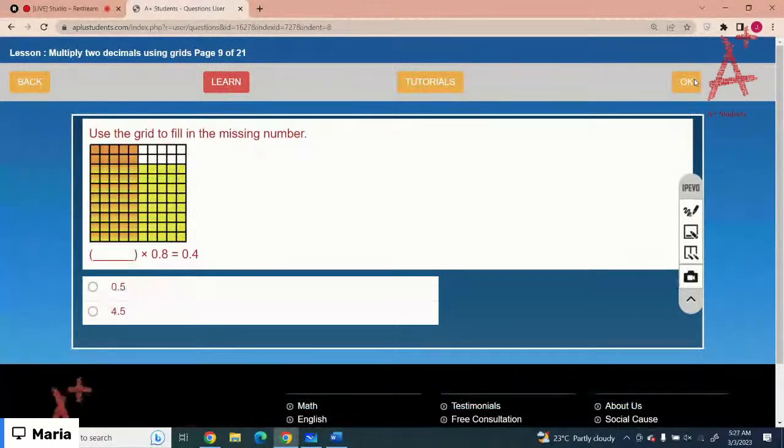Use the grid to fill in the missing number. 0.8 times. Yes, that would be 0.5. 0.8 times 0.5 makes 0.4.